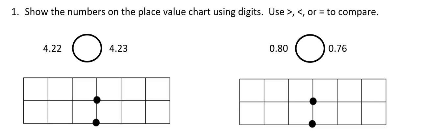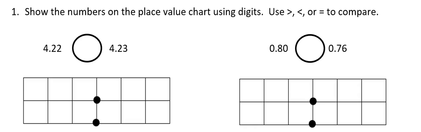This tutorial is for 5th grade, Module 1, Lesson 6. In this lesson, we're going to compare decimal numbers, whether they're written in decimal form, fraction form, or word form. The first section says, show the numbers on the place value chart using digits. Use greater than, less than, or equal to compare.